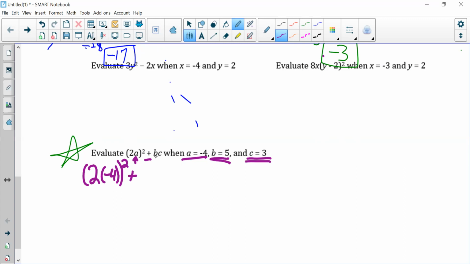Plus, oh look, there's a b. Whenever I see a b, I want to put in 5. So plus, remember to put it in parentheses, 5, close parentheses. Now I have a c. Anywhere I see a c, I'm going to plug in a 3. Remember to plug it in parentheses. Now we have everything plugged in, and we can start our order of operations. Remember PEMDAS.